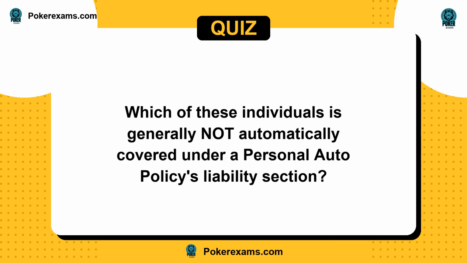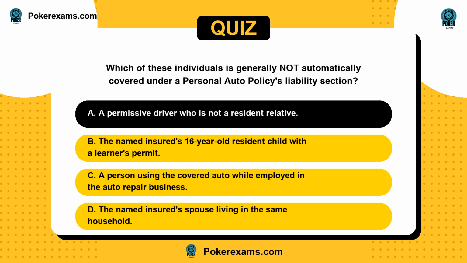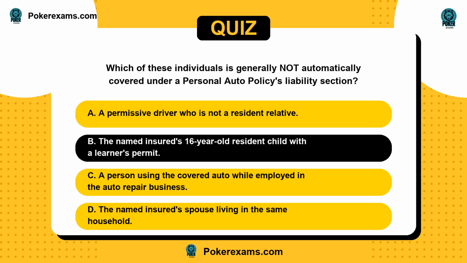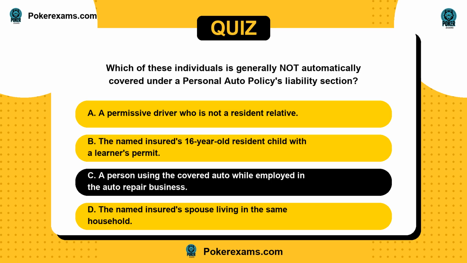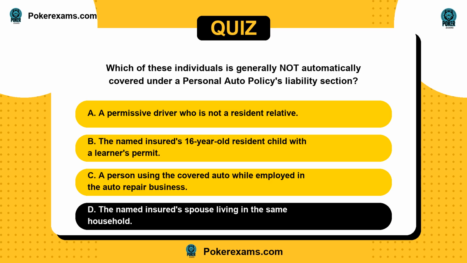Which of these individuals is generally not automatically covered under a personal auto policy's liability section? Is it A, a permissive driver who is not a resident relative? Or B, the named insured's 16-year-old resident child with a learner's permit? C, a person using the covered auto while employed in the auto repair business? Or D, the named insured's spouse living in the same household?